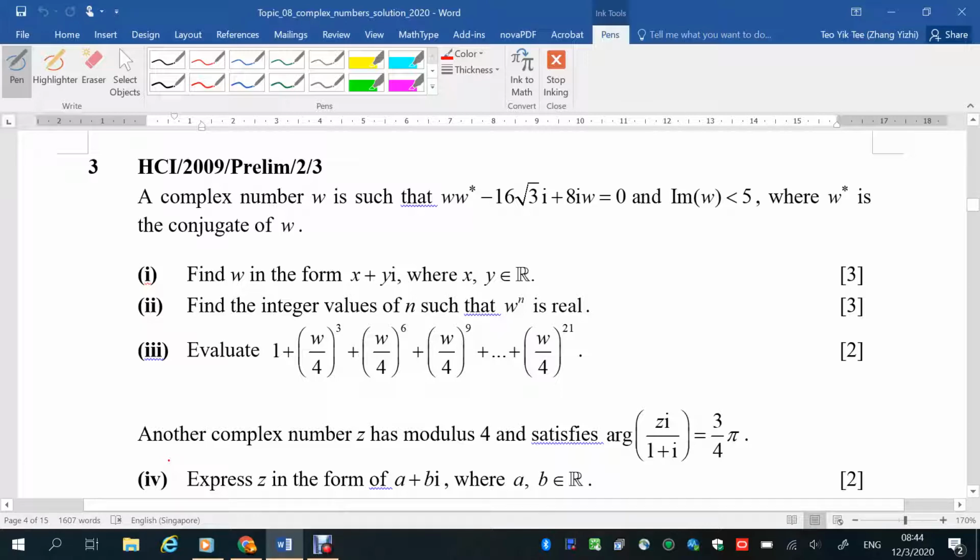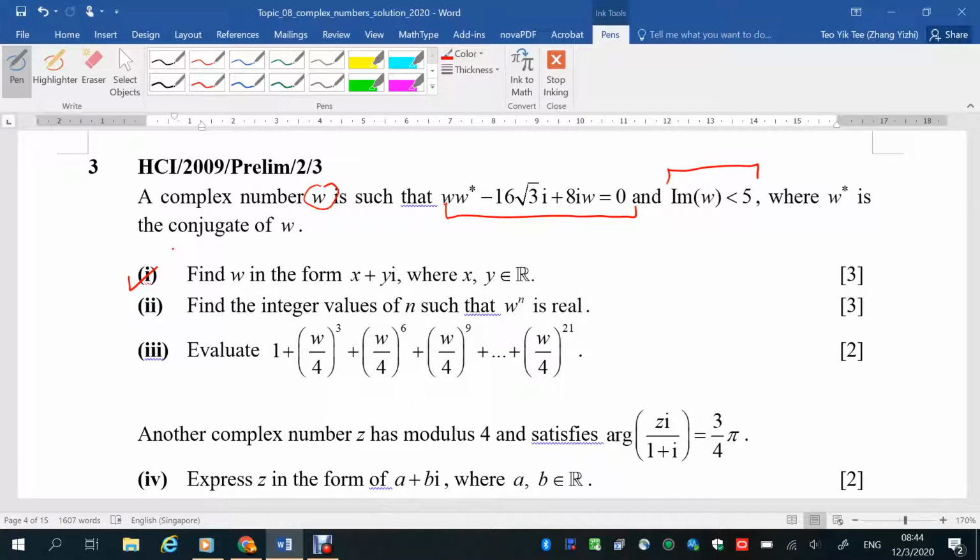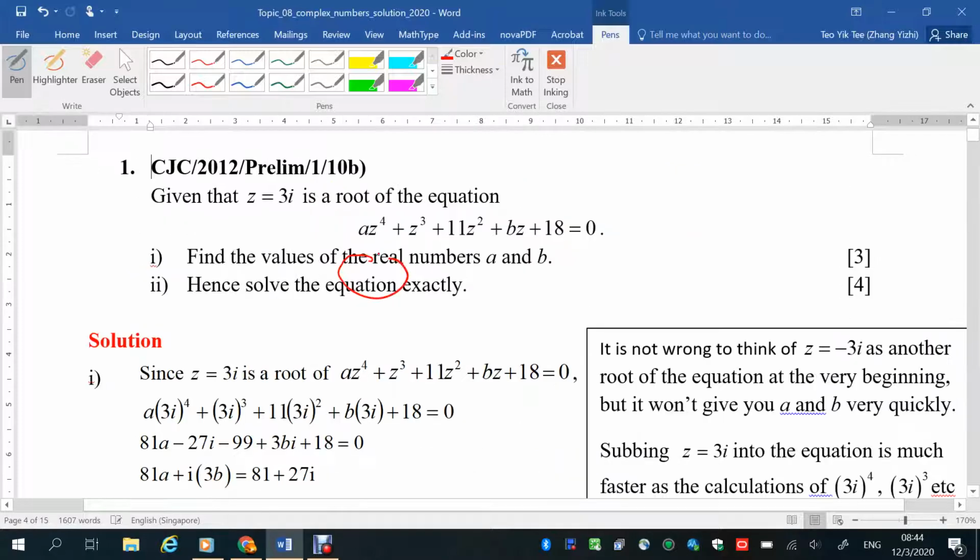You're given a complex number W, an equation that your W is supposed to satisfy, and an inequality that your W is satisfying. Part 1 asks you to find W in the form of x plus iy. The only equation you can work with is equation number 1, so I need to operate on that, and the hint given is you need to let W be x plus iy.